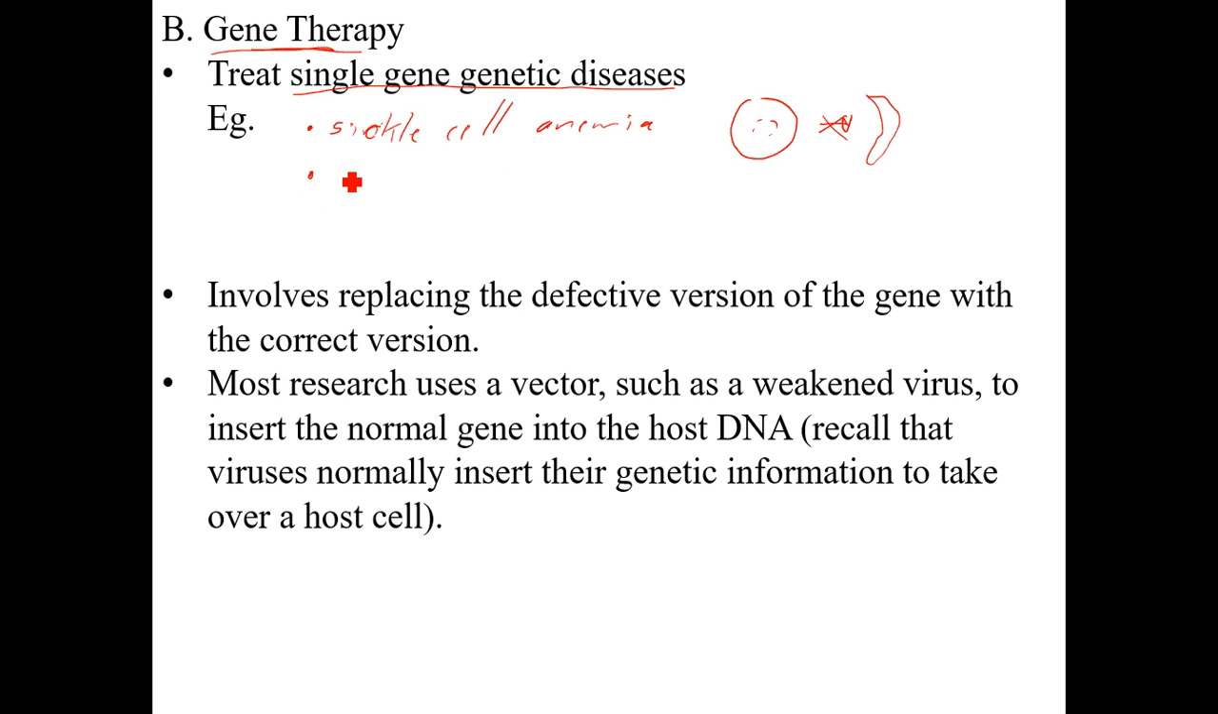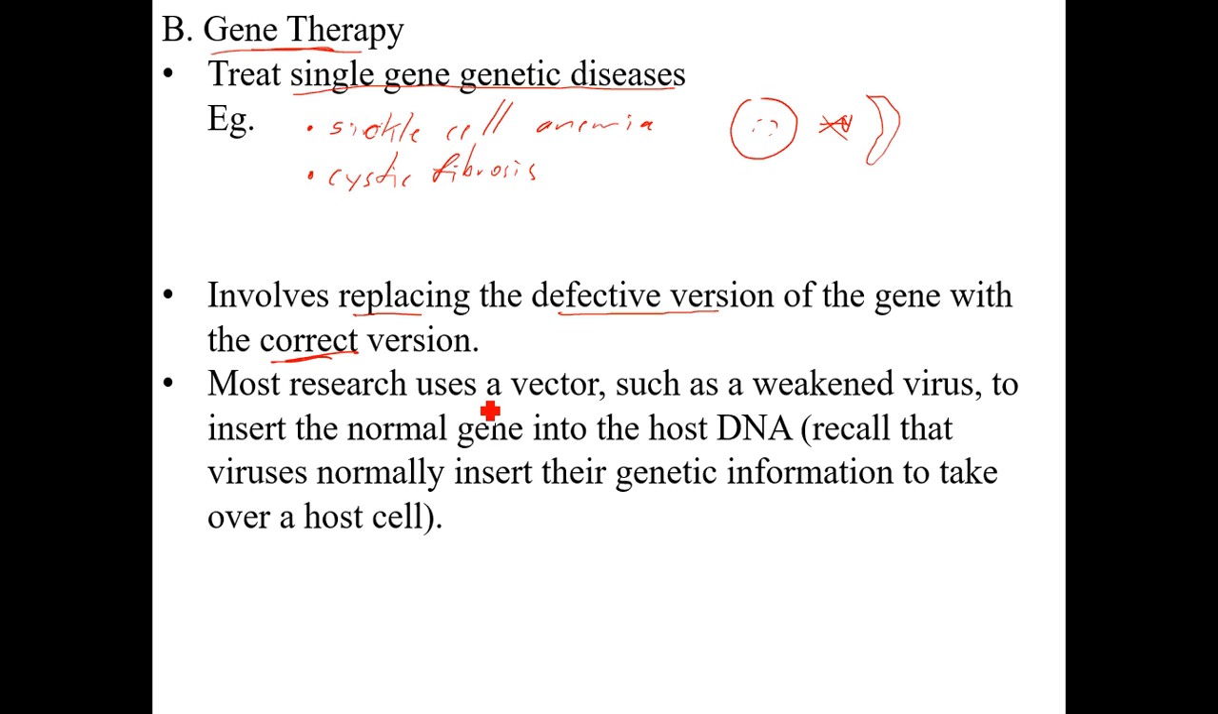Another one is cystic fibrosis, very common. This is a single gene disorder. Find the correct gene, insert it into those people's cells, and they no longer have cystic fibrosis. So it involves, yes, replacing the defective version of the gene. You don't even have to yank the defective one out most of the time. You just need to get the correct version in and get it to be read, or what we call expressed.